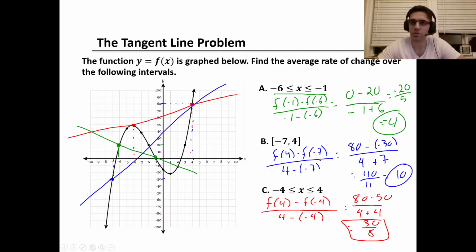All right, some examples of what our homework will look like. So, tangent line problem. The graph y equals f of x is graphed here in black. The average rate of change over the intervals given in A, B, and C all create different secant lines. So let's see here. The average rate of change from -6 to -1: -6 is right here, -1 is down here, so we see we have a negative slope. We do f of -1 minus f of -6 over -1 minus -6, and we can actually evaluate this. The average rate of change on this interval is -4.